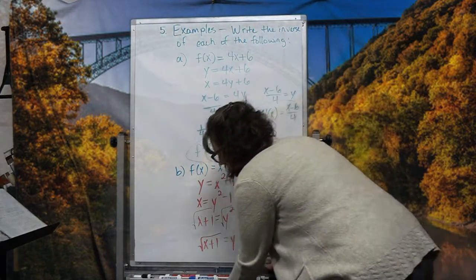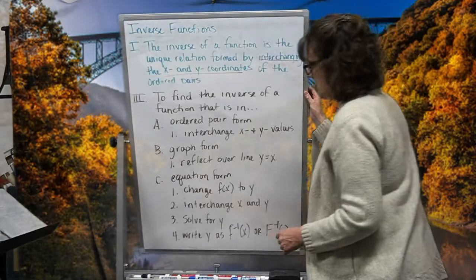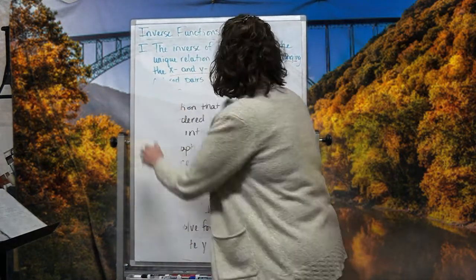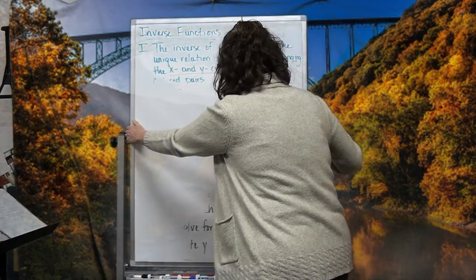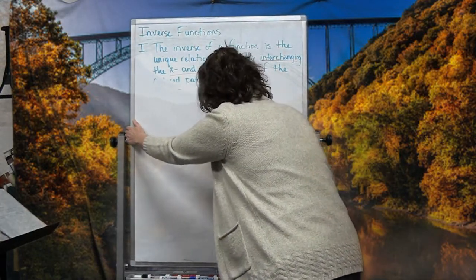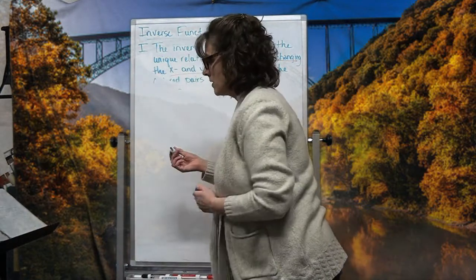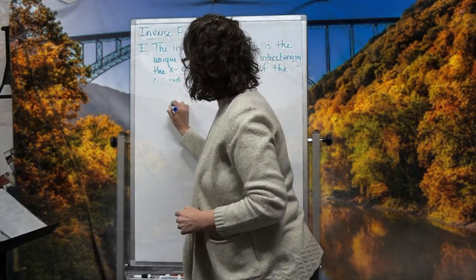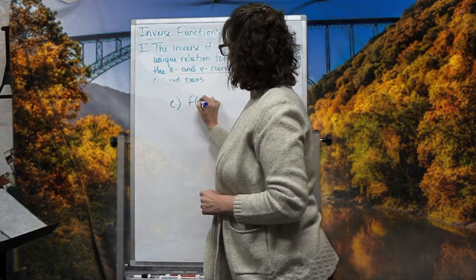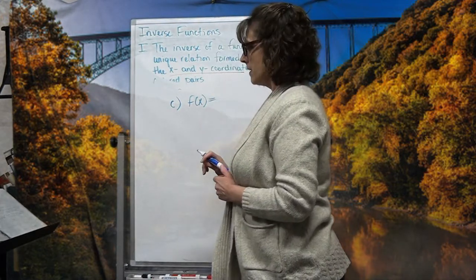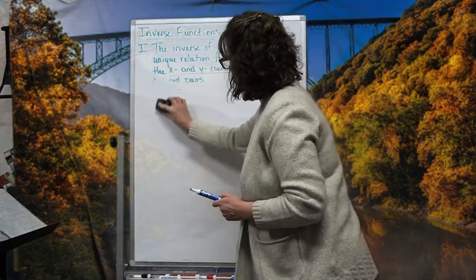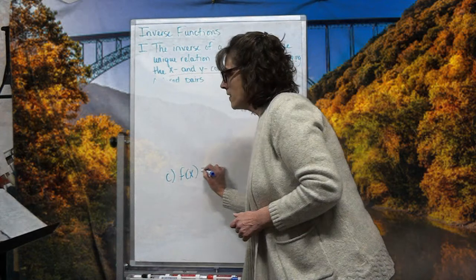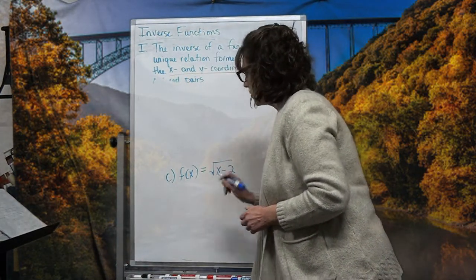Okay, let's do one more, and we'll flip this board around, and let's go back and put that right up in here. And so this one is C. And so I've got f of x equal to, actually let's put that down a little bit lower because I'm going to erase up here and use it in a minute. Here we go. F of x equal to square root of x minus 2.